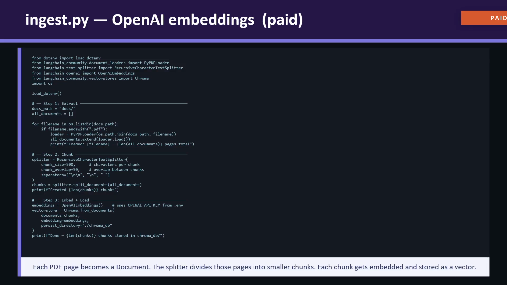Third, it creates an OpenAI embeddings object, which connects to OpenAI's embedding API. The Chroma.from_documents method takes all the chunks, sends them to OpenAI to get their vectors, and stores everything in the chroma_db folder. Persist directory means the location on disk where Chroma saves the database, so it survives between runs.